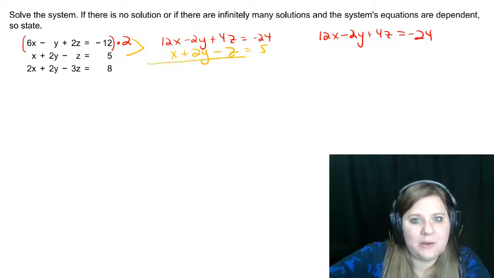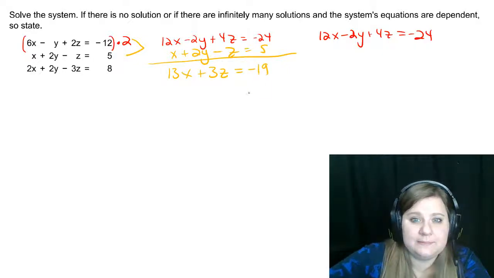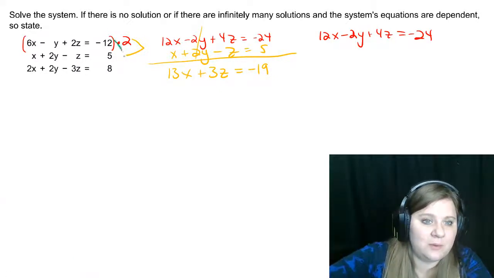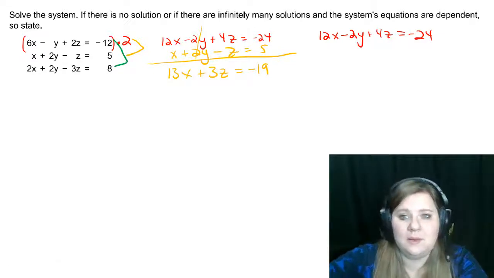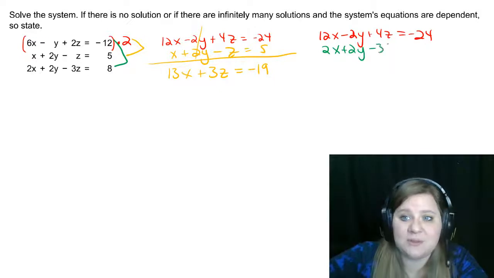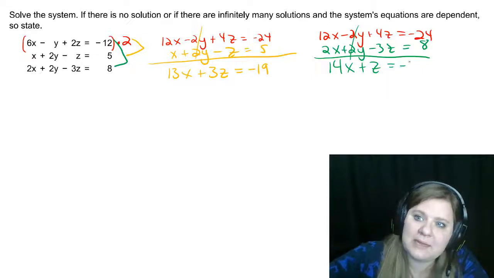So I'm going to first pair this with the second equation. And when I add down, I get 13x plus 3z equals -19. Okay, because you'll notice the two y's canceled. Then I'm going to pair the first one with the third one. Okay, and that's going to let me write 2x plus 2y minus 3z equals 8 underneath the same thing that we did, because my y's are still going to cancel that way. And that gives me 14x plus z equals -16.